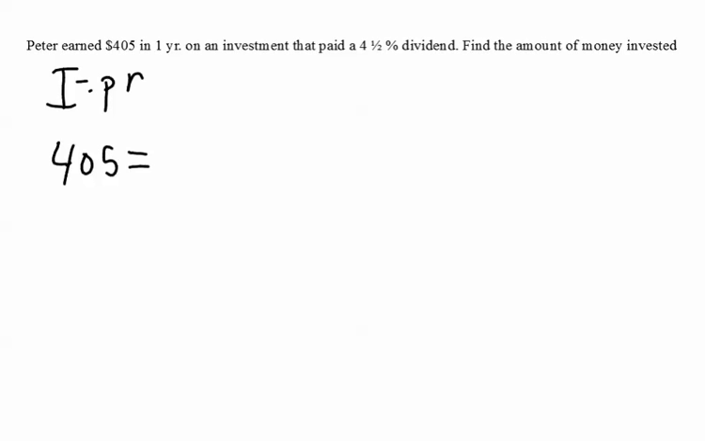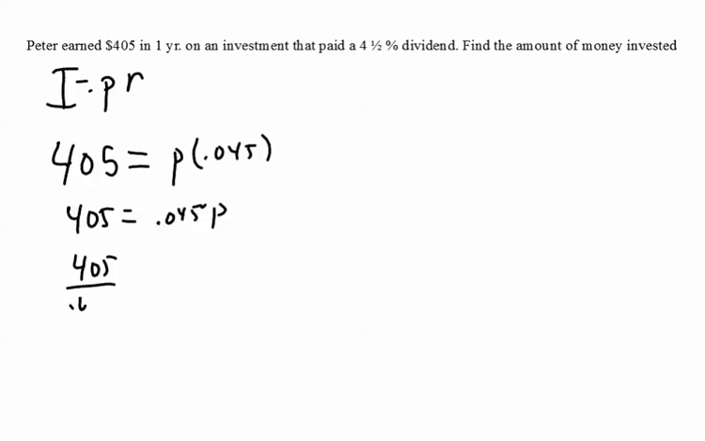405 is equal to an investment that paid 4.5. Well, I don't know what the investment is, the P, that's my principal, but I do know the R. So this is P times 0.045. We don't write it like that. We write it as 0.045 times P. Then I divide both sides by 0.045, and P is equal to $9,000. So he started with a $9,000 investment.